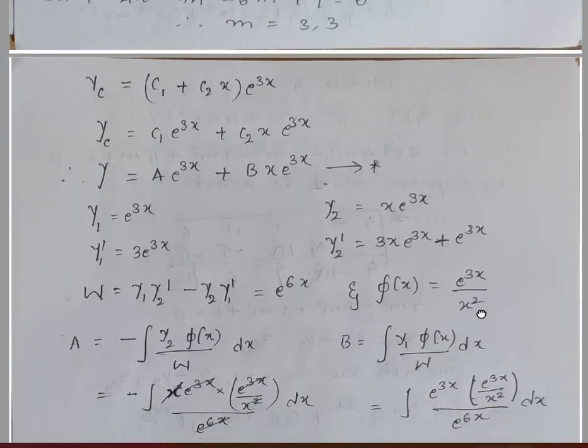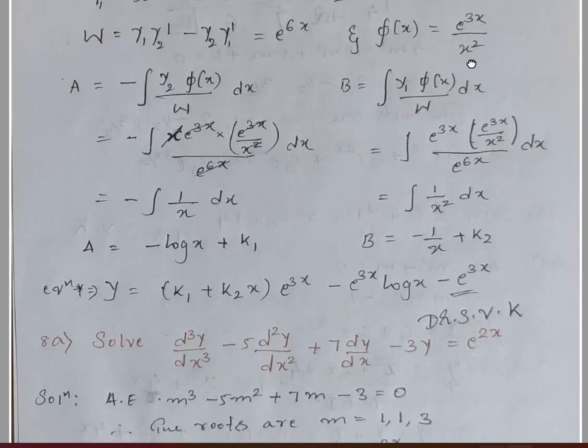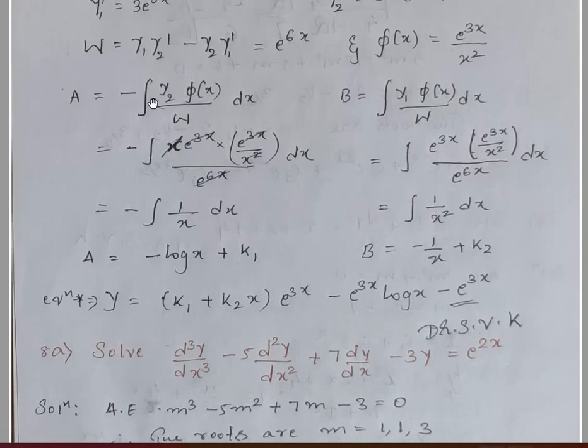Now let us find out the values of a and b. As we know, the standard formula of a is minus integral of y2 phi of x divided by Wronskian with respect to x. B is given by integral of y1 phi of x divided by Wronskian with respect to x. Substitute these values of y2, phi of x and Wronskian.